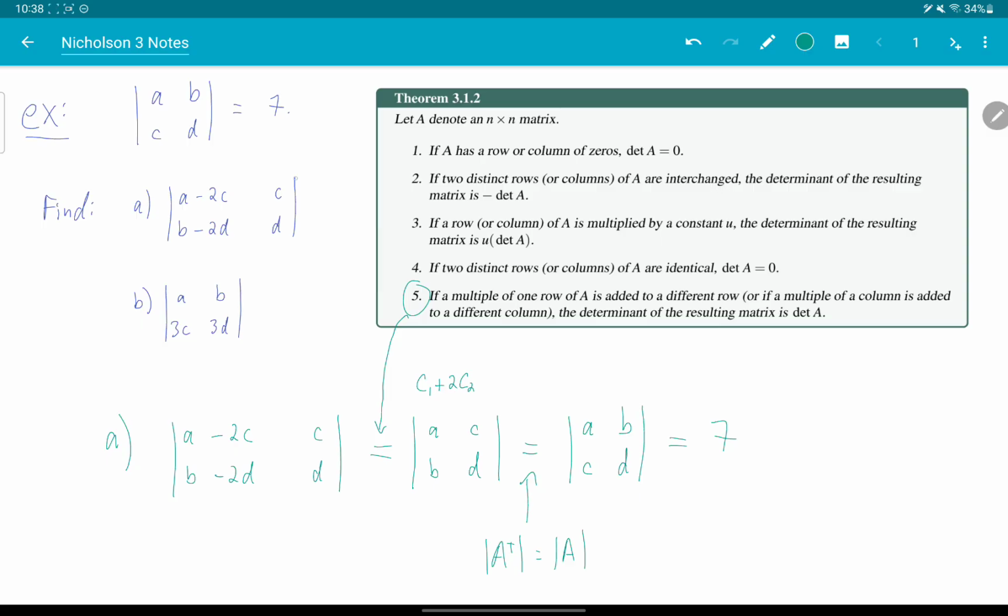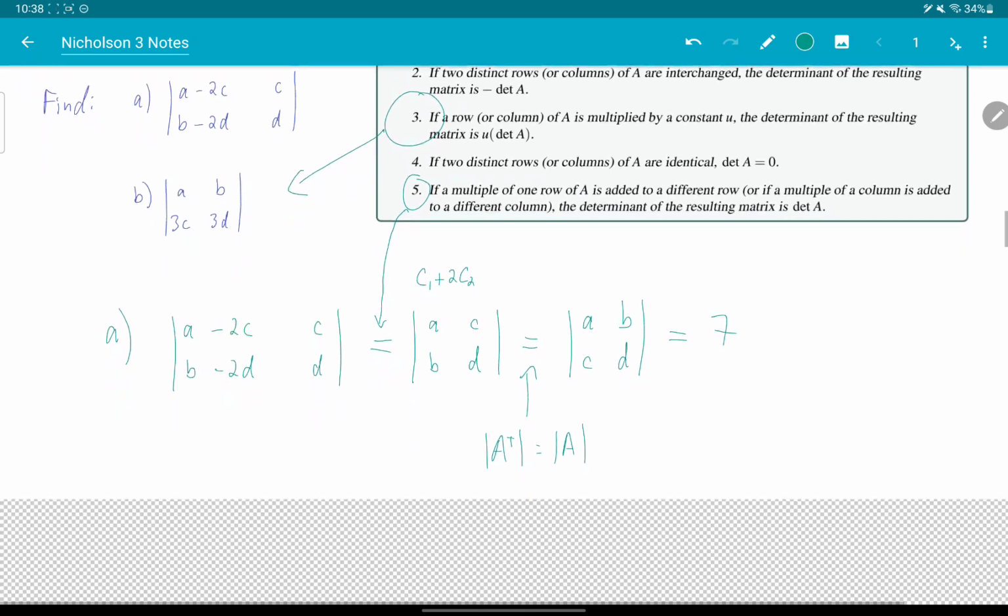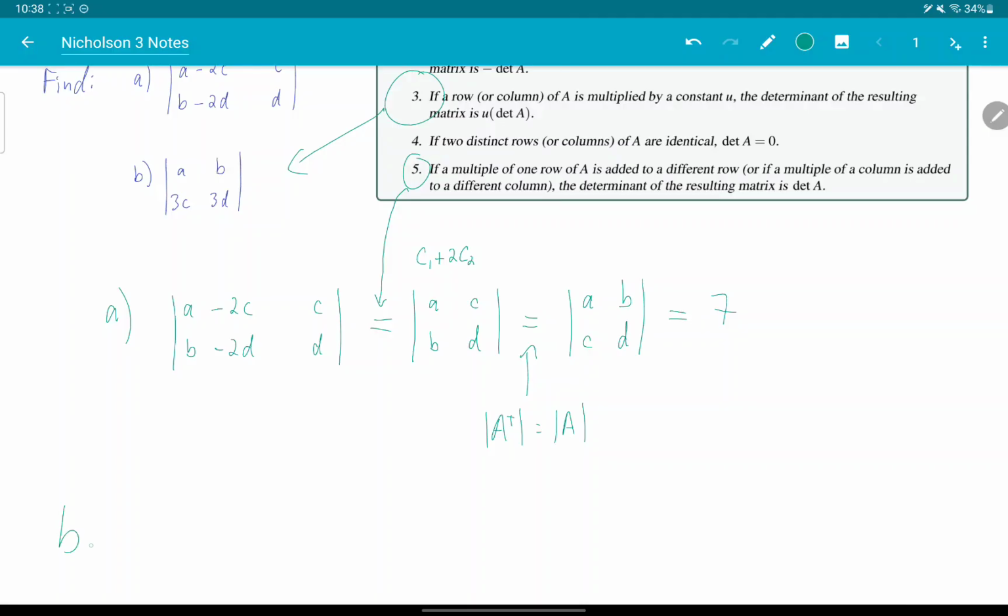Okay, so I'm taking a funny looking matrix, I'm doing some operations, and I'm relating it back to some knowledge I have. Okay, part B is going to refer to part 3 of the theorem here. How so?